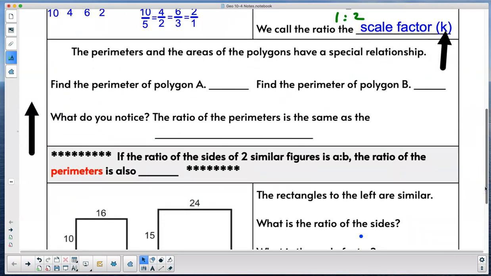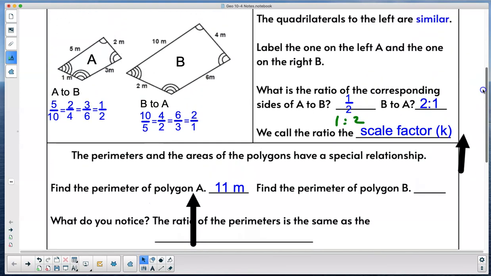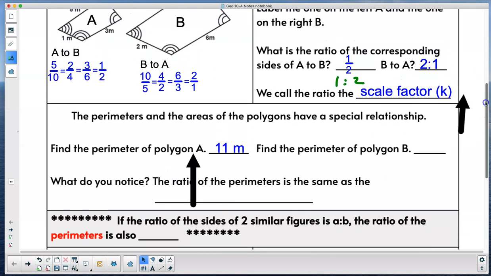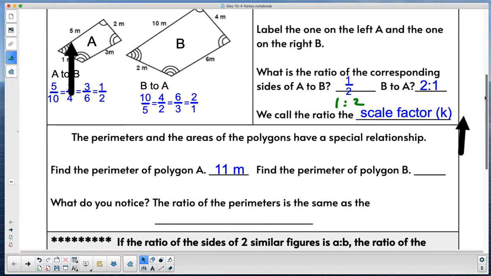The perimeters and the areas of the polygons have a special relationship. For the perimeter of polygon A, I've got 11 meters, because I go 5 plus 2 plus 3 plus 1. So I'm looking at 11 here. For B, I've got 10, 4, 6, and 2. Well, that's 14, 22. So in B, I'll have 22.